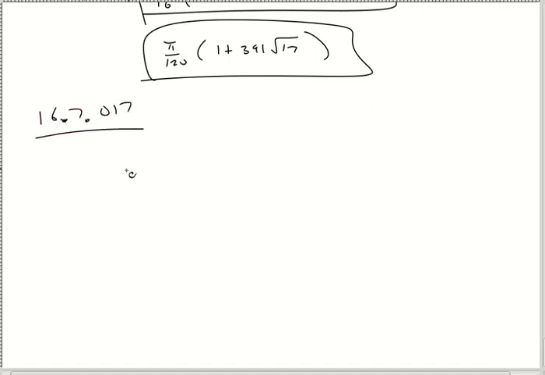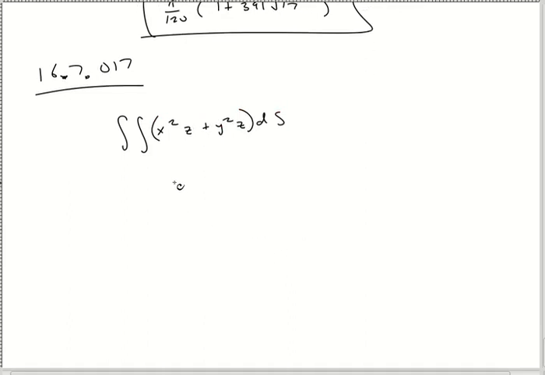167017. So I've got the double integral of x squared z plus y squared z, all this dS. That's what they're wanting. And they're saying this is for a hemisphere. They give me x squared plus y squared plus z squared equals 9, and they're saying that as long as z is greater than or equal to 0, that's why it's the hemisphere.